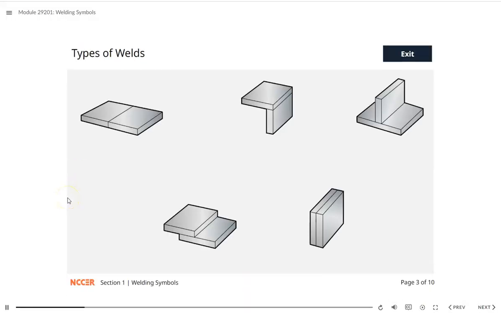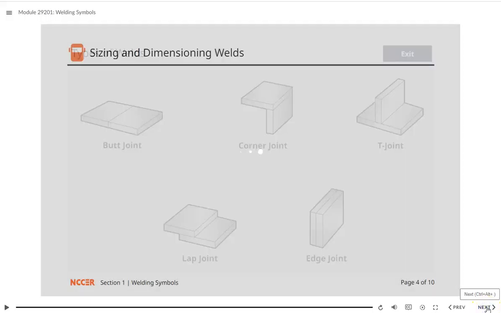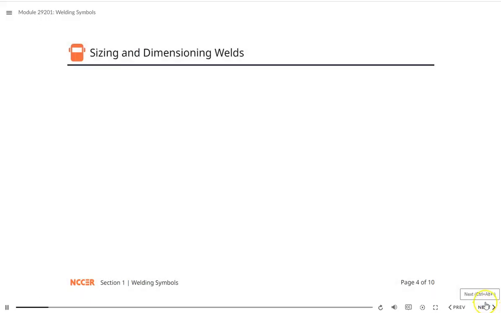There are 5 basic types of weld joints: butt joint, corner joint, T-joint, lap joint, and edge joint. Welds are found on the welding symbol.